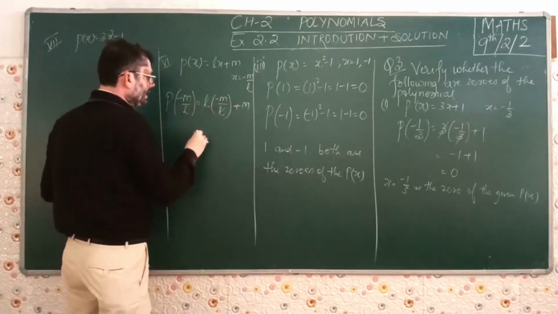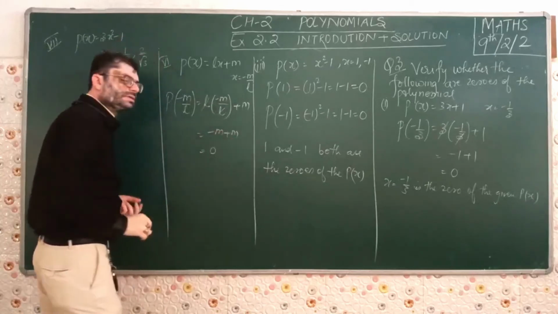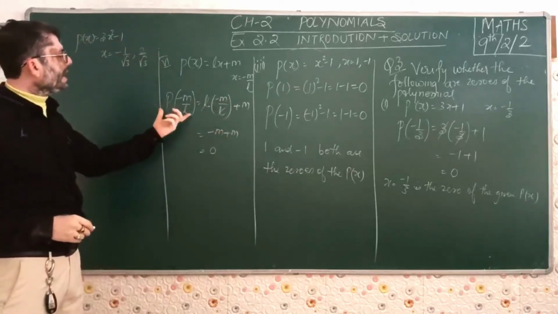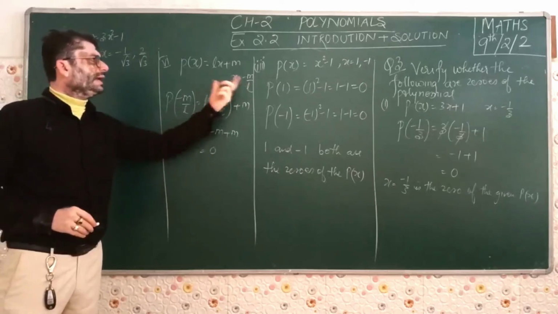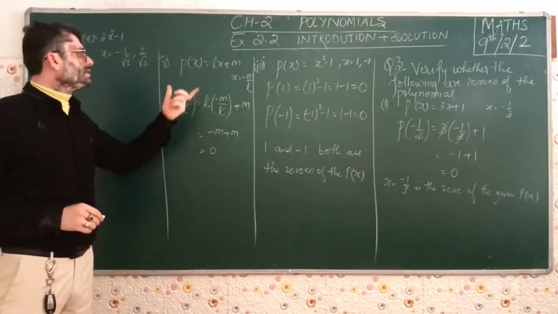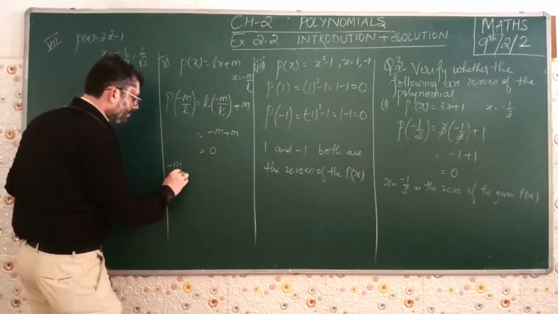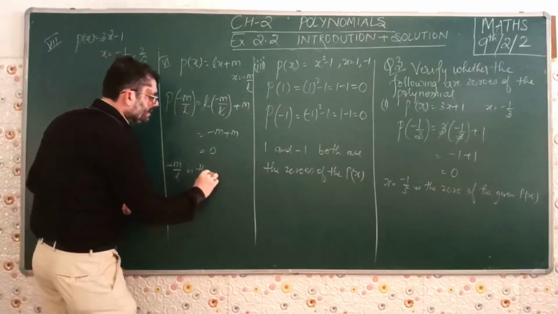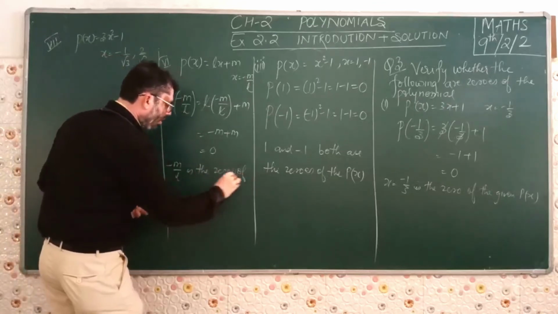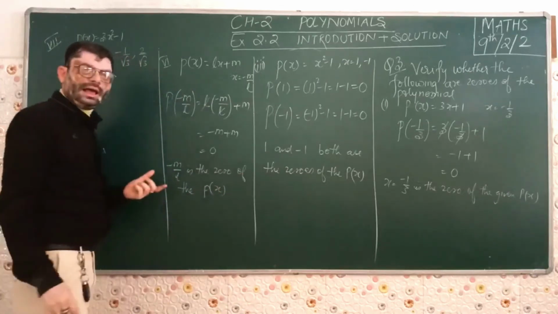So L and L cancel. This is minus m plus m, and this is also equal to 0. So we are getting the value of the polynomial to be 0 at x is equal to minus m by L. That means minus m by L is the 0 of the given polynomial. So we can write minus m by L is the 0 of the given polynomial, that is p of x.